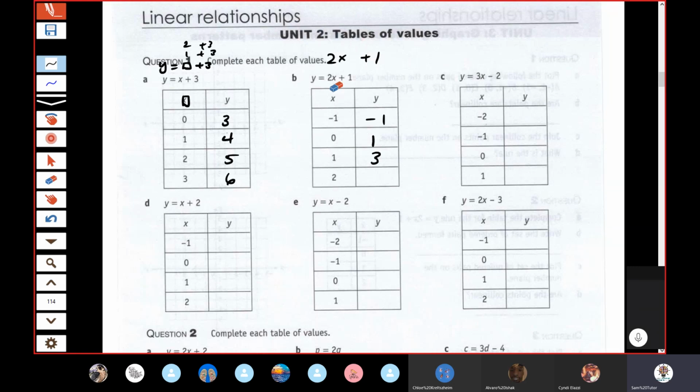And again, 2 times 2 plus 1, because x is now 2, and then that becomes 5. And can you see they're going up by 2s as well? Let's try it again. Y equals 3 times, what's the first x value?